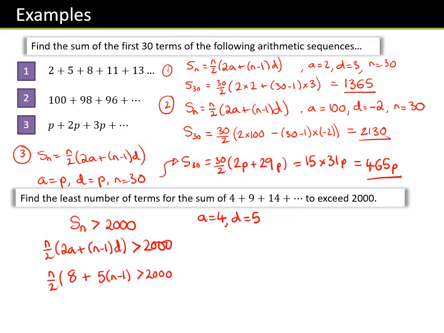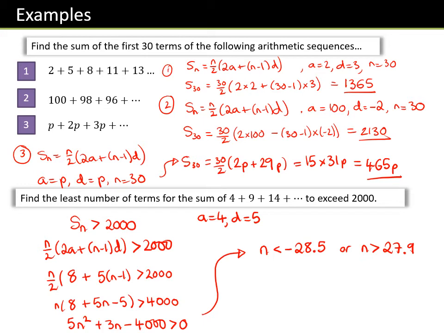Plug a and d in and see what we get. We get that, then simplify that, multiply up by 2, rearrange, and we get our quadratic inequality. You can use your calculator to solve that, and we get the answers like so. Now we know that n has to be an integer because we're talking about the position, the nth term. And also n must be positive. So n must equal 28 here. Look at the positive one. n equals 28. Check we've answered the question. Find the least number of terms for it to exceed 2000. We must add together the first 28 terms.